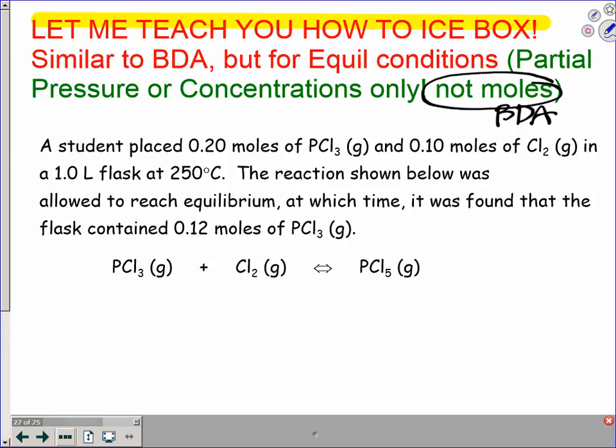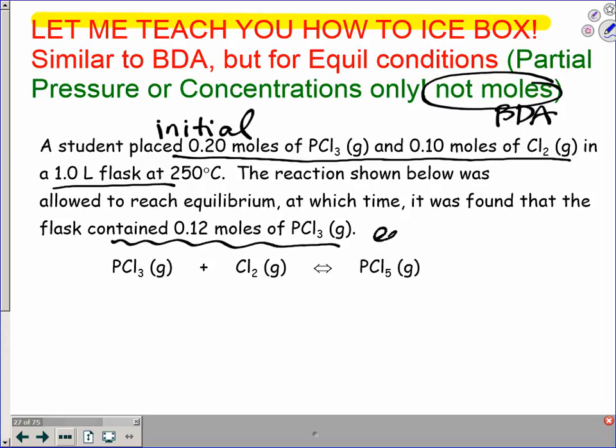All right, so a student placed 0.2 moles of phosphorus trichloride and 0.1 moles of chlorine gas into a 1 liter flask. The reaction shown below was allowed to reach equilibrium, at which time it was found that the flask contained 0.12 moles of phosphorus trichloride. Do you notice how it's giving you initial concentrations and then one final? Do you see that between the lines? So it says they placed this much into a flask. This means initial. And then we achieved equilibrium, and at that point, it contained this.